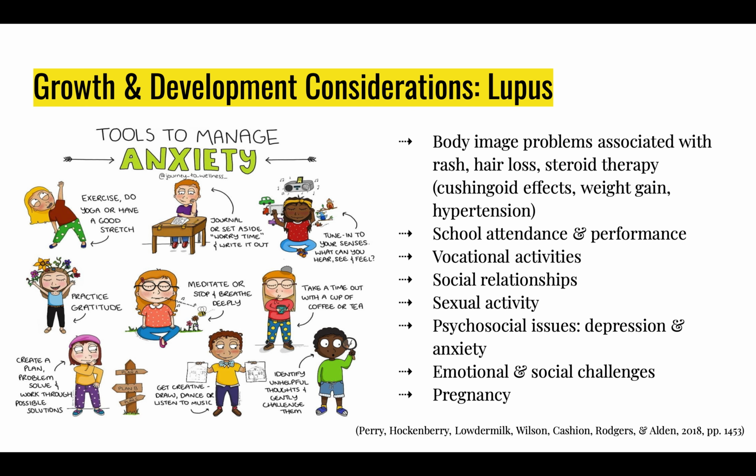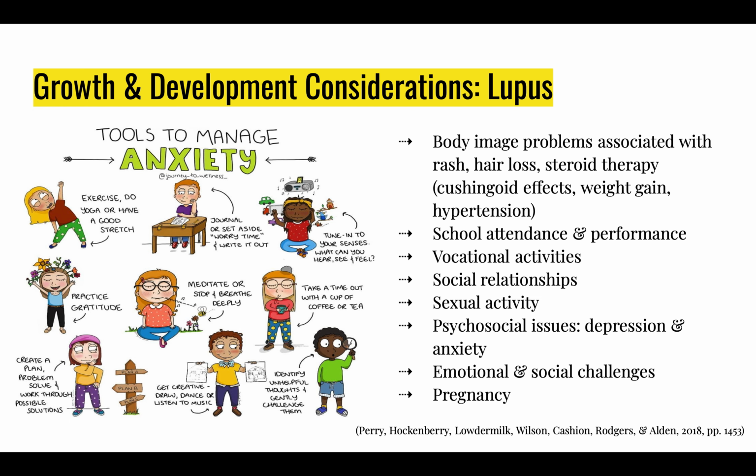Vocational activities, we have to think about children and the hobbies and things that they enjoy, and if they, for example, enjoy home ec such as cooking, will their pain and potential deformity of their joints allow them to participate in those activities that they enjoy? Social relationships, this goes back to body image. How are they going to maintain their relationships when they don't feel good about themselves, or they consistently think that people are judging them and ridiculing them? It's something to think about.